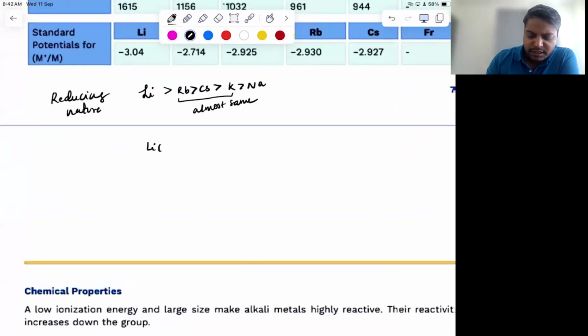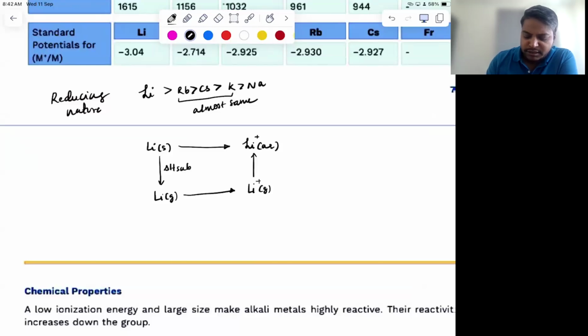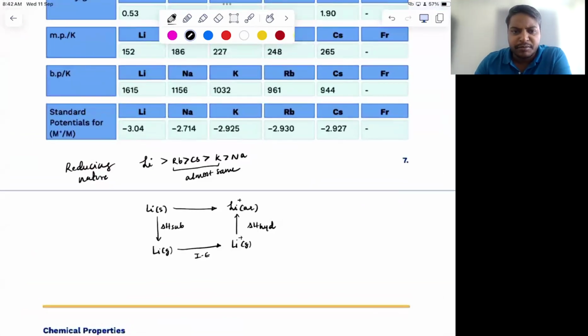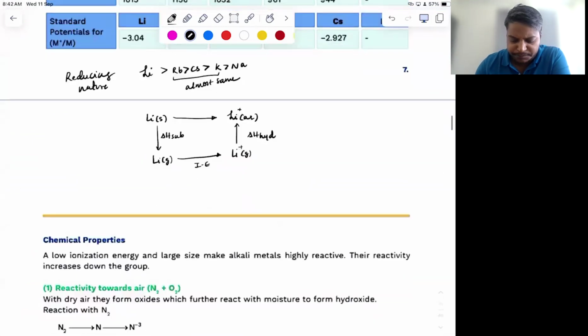You should always see reducing nature based upon three factors. Lithium converting into Li+ aqueous: first, it should sublimate. After that, it should undergo ionization. And from there, it will undergo hydration. So these three energies will tell us whether it will be more oxidized or whether it will remain more reduced.